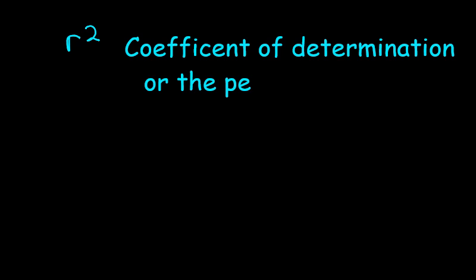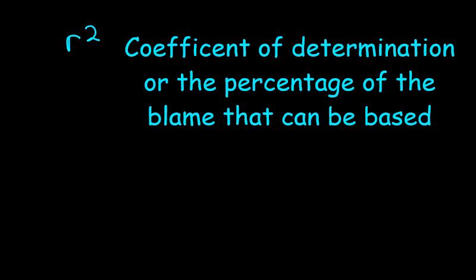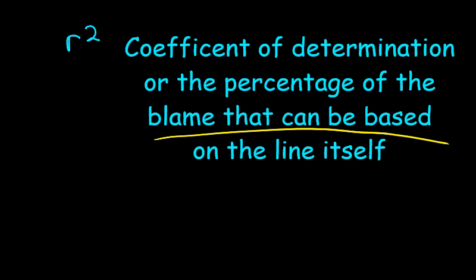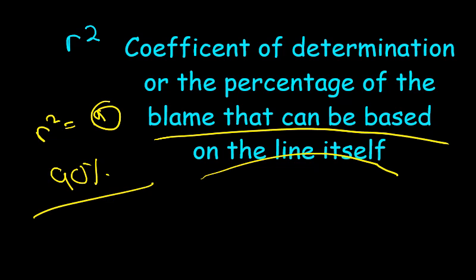So, more importantly, there's another value here called the coefficient of determination. There's a specific definition for it in your textbooks, but I personally like to call it the percentage of the blame that can be based on the line itself. So an r squared of about 90% usually means that 90% of the blame is on the linear regression or the relationship between the two variables. But we're not here to talk about coefficient of determination. I can go on and on about this.